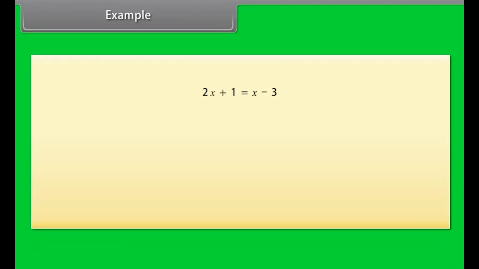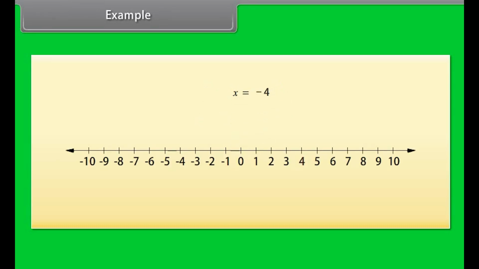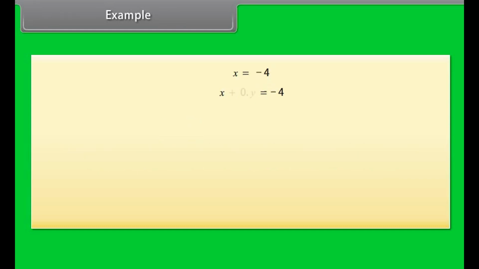Example. Let's now solve this equation and represent the solutions on the number line and on the Cartesian plane. This equation can also be written as 2x minus x is equal to minus 3 minus 1. By solving this, we get x as minus 4. Equation 1. Now let's see where it lies on the number line. Here it is. Now we know that x is equal to minus 4 can be written as x plus 0y is equal to minus 4.